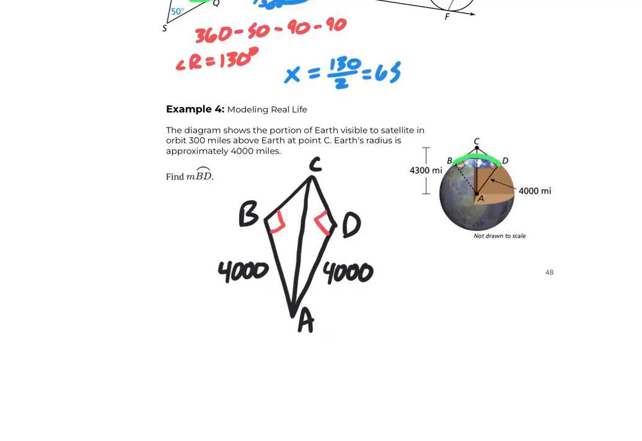It talks about it in the problem, but 4,300 is this distance here, which is essentially AC. So I'm going to go ahead and label this piece here 4,300. If I were to draw a right triangle, and I'm looking for this angle right here, how can I find the measure of this angle?